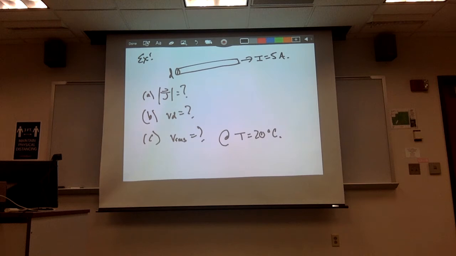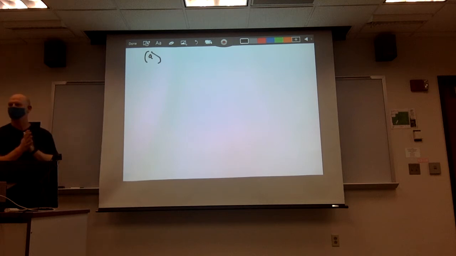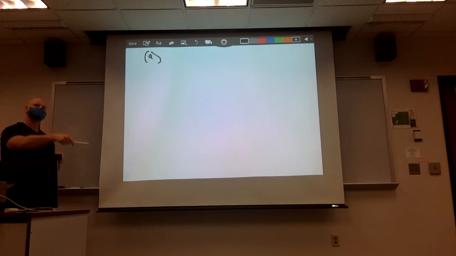So great. So let's talk about the current density. So what do we know? So how would we do part A? So if I want to know the current density based off the information that I know, what can I use? Well, we can just use I over A.